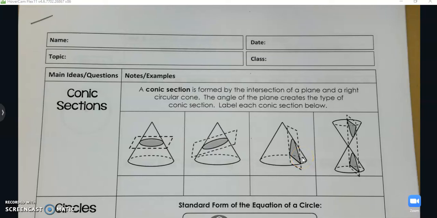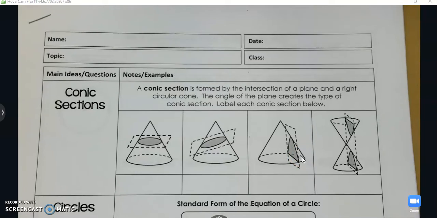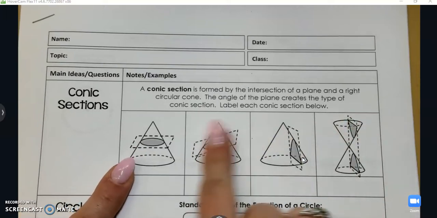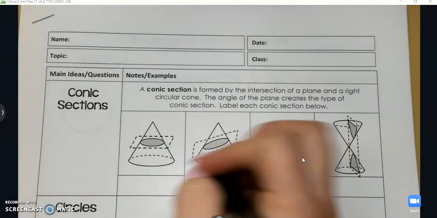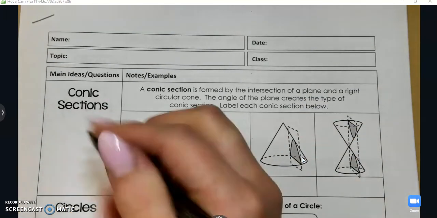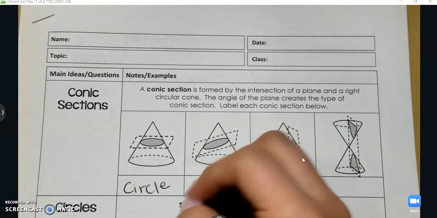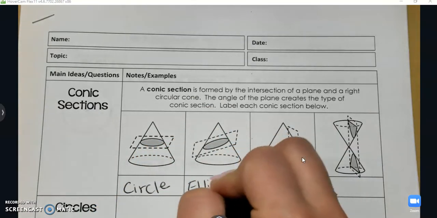All right, welcome back to day 2 of conics. Today we are talking about circles and ellipses. So remember, we find conics by cutting planes into our cone 3D figure. So when we take the horizontal plane, that is how we get a circle. When we slant it a little bit, we get an ellipse, and those are the two we're focusing on today.